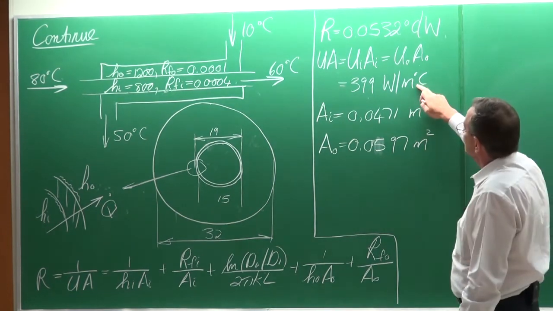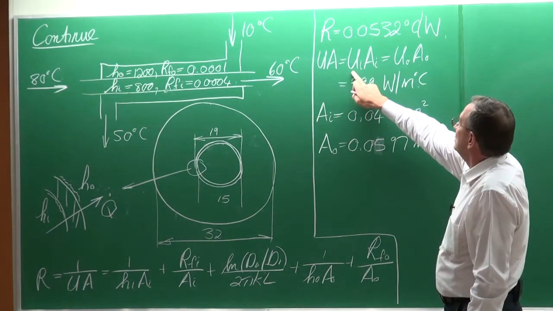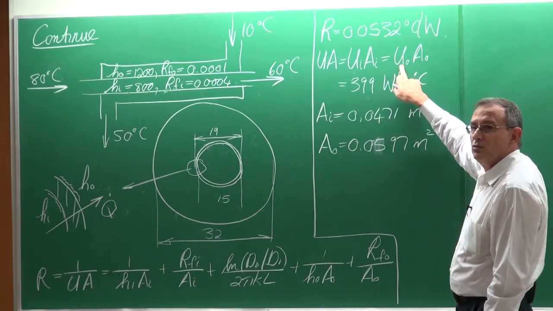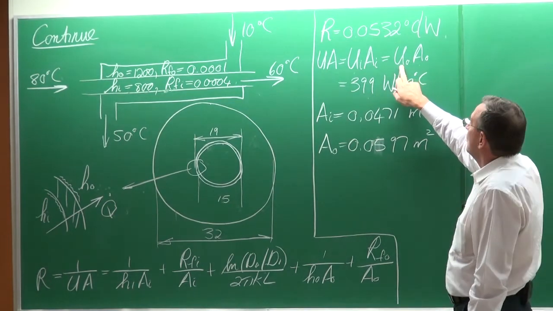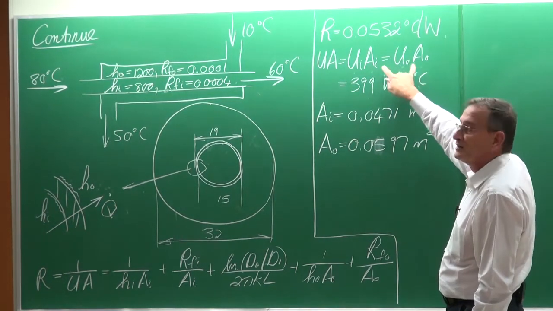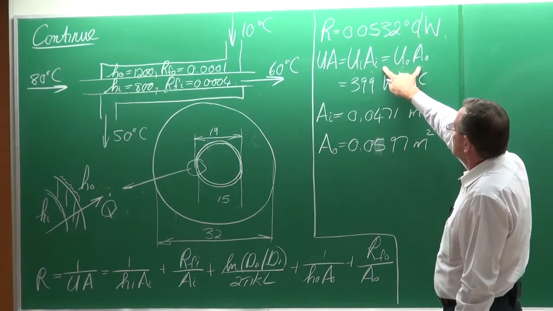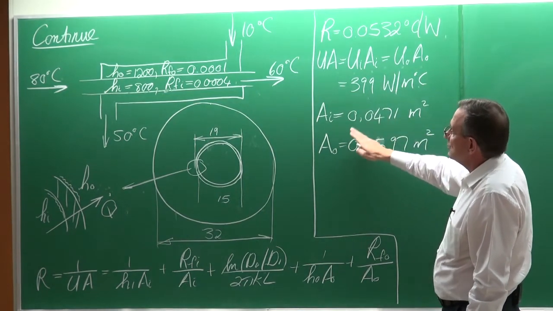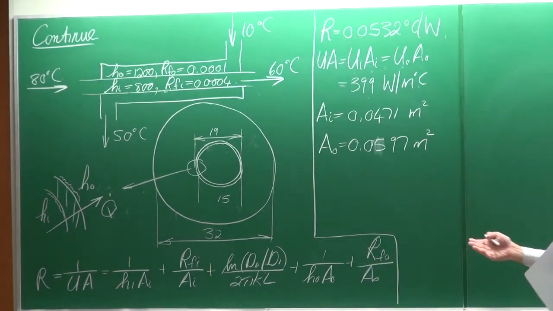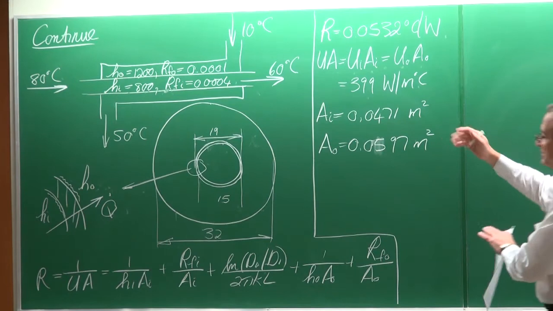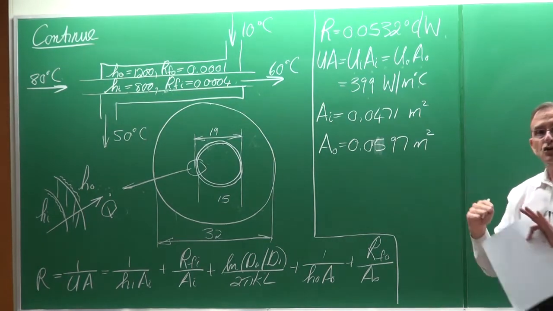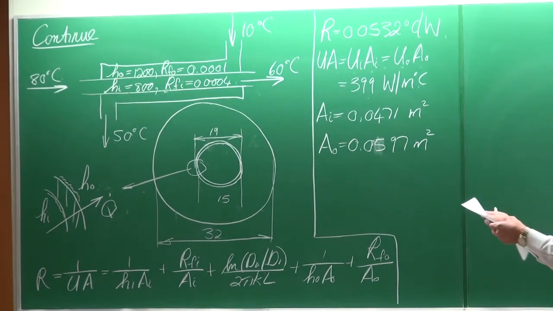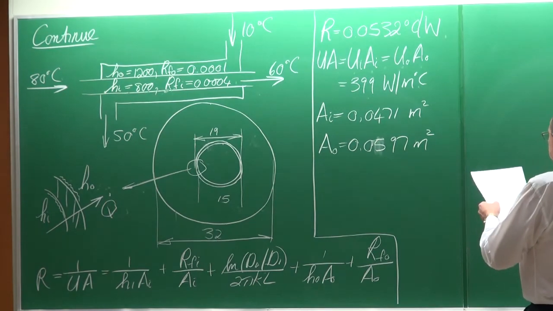What is important is that the overall heat transfer coefficient is not equal to that of the outside. Why? Because the areas are different. If the areas are the same, then the overall heat transfer coefficient based on the inside or on the outside would be the same. Very important concept, and let's continue a little bit further and look at the heat transfer rate.